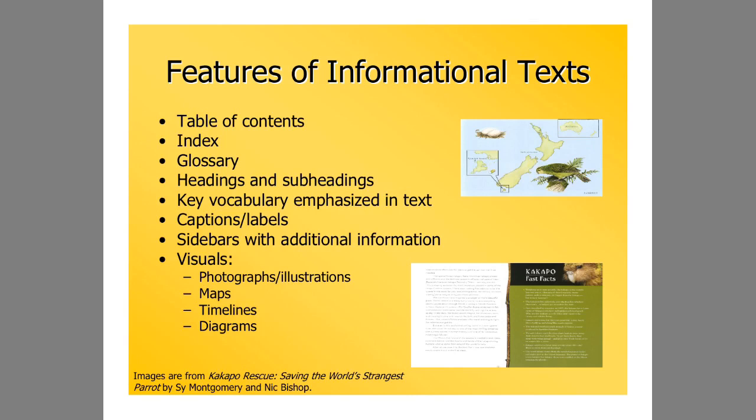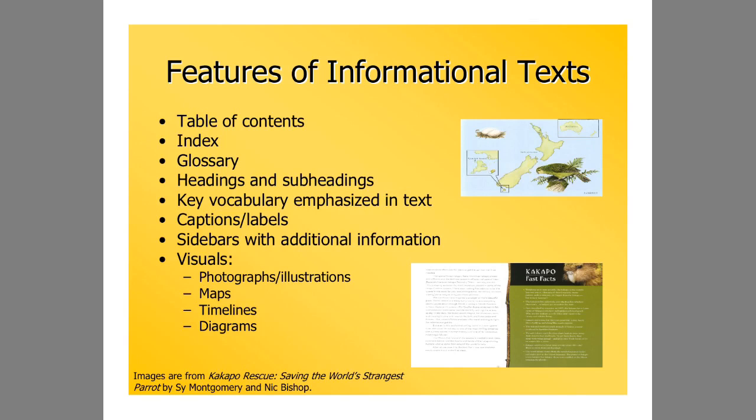So informational texts include some of these features, and many of these are likely already familiar to you. One would be a table of contents, and a table of contents lets you see the different topics that the book covers. The index is a listing of the different topics, events, and people that are mentioned in the book. So if you want to locate information quickly, you are able to do so by using the index.